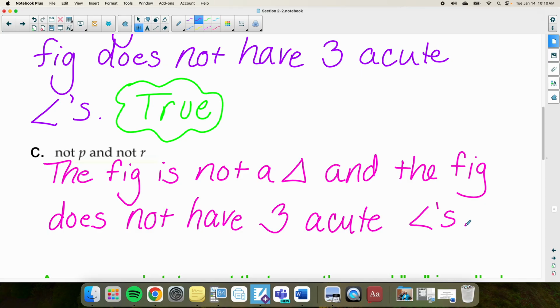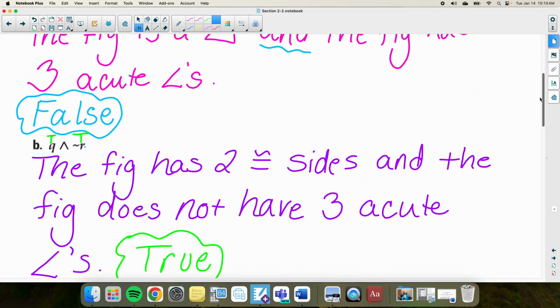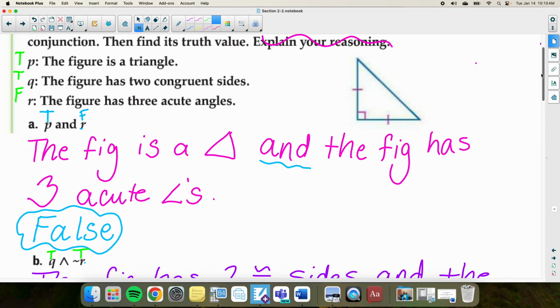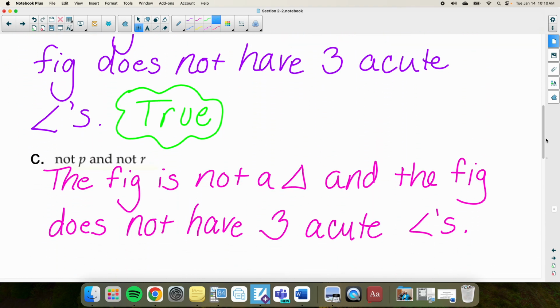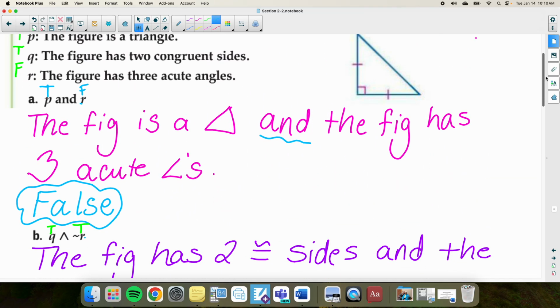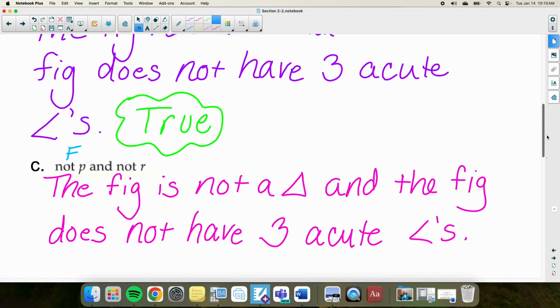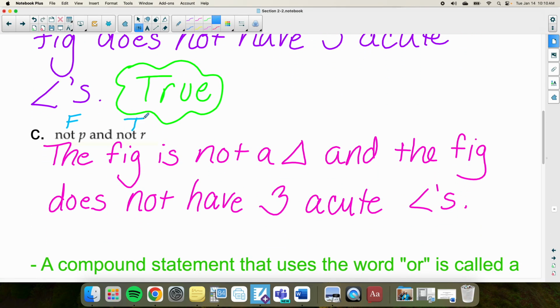Okay? Now, when we look, we have to determine is that true or false. P was true, but I negated it, so that means it's false. R was false, I negated it, so that means it became true. What's the overall then? False. Okay, I'm sorry, one of them's false. So remember, to be true, they both have to be true. Okay, so that's called a conjunction.